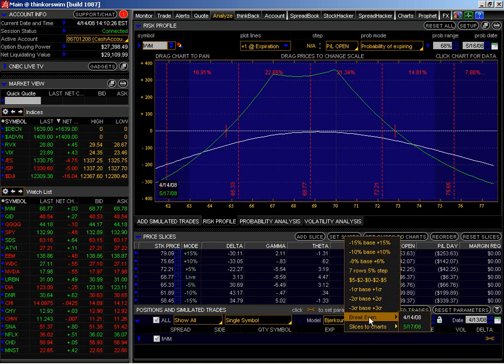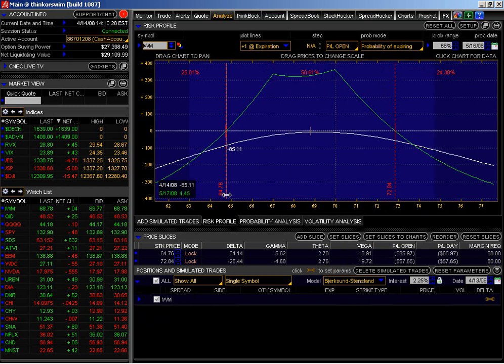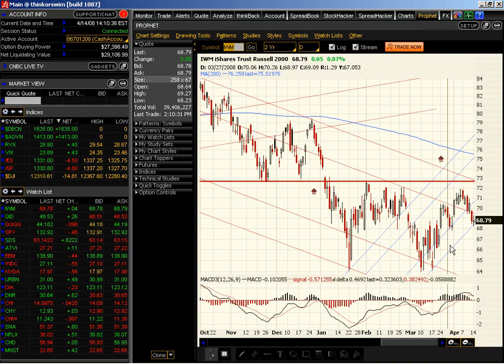Let's set our slices again to break even, and you can see we're still down around 64.5, 65, and 73 on the upside, which is exactly where we set our resistance and support points, because we've been in a trading range here.